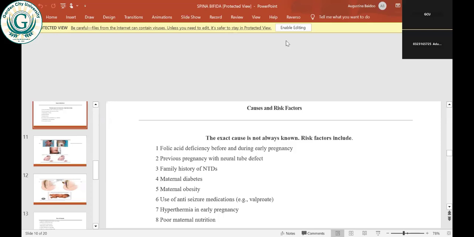Then the last one will be poor maternal nutrition. Deficiency in certain vitamins can cause malnutrition. So if the pregnant woman is having a poor diet, she may lack some vitamins, that is folic acid, vitamin B12, and zinc, thereby increasing the risk of neural tube defects.